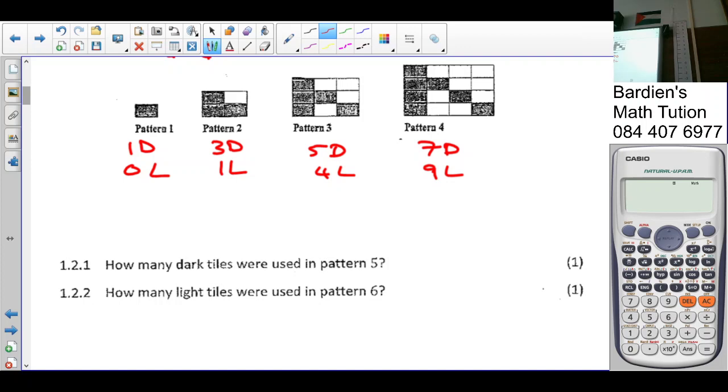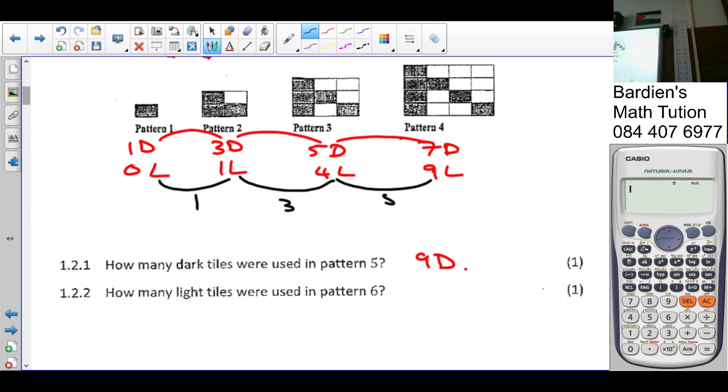So, how many dark tiles were used in pattern 5? So, which makes it the next pattern. So, you are adding 2 all the time. Not so? So, it's going to be 9 dark tiles. How many white tiles or light tiles are used? So, going 0 to 1, 1 to 4. So, in other words, here I'm adding what? Here it was 1, 3, 5. So what was I adding in the next pattern? 7. So that's going to give us 9 plus 7 is 16 light tiles. Does it make sense, people? Is there any confusion?